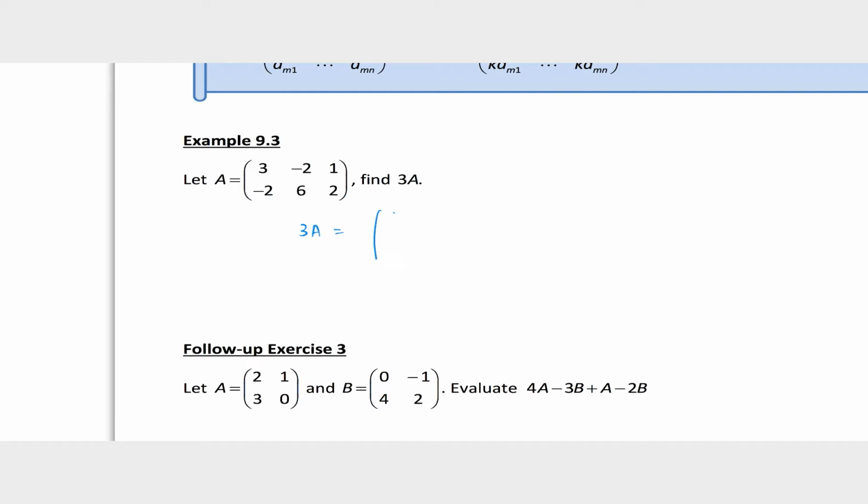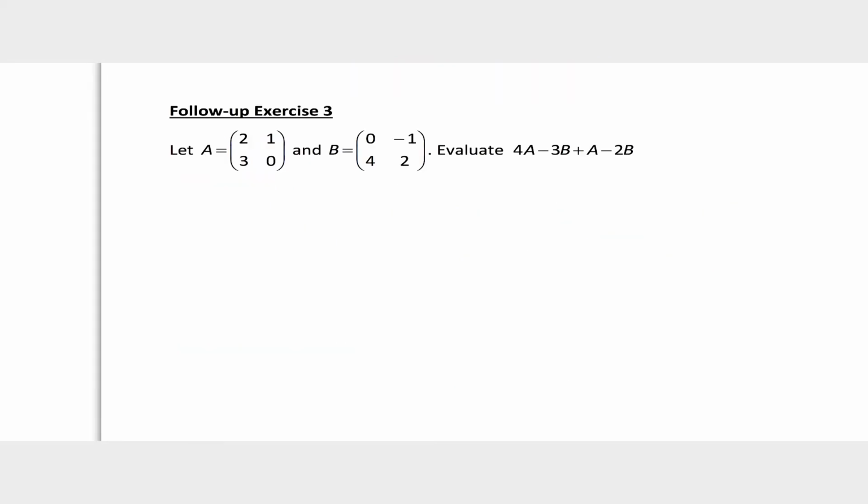3A is equal to 3 times 3, and negative 2 times 3, 1 times 3, negative 2 times 3, 6 times 3, and 2 times 3. It's 9, negative 6, and 3, negative 6, 18, and then 6. And you may do the following exercise 3 first.